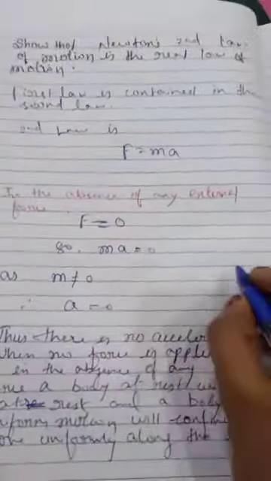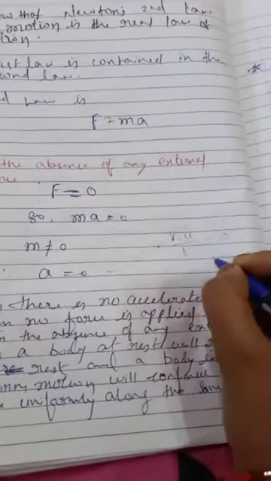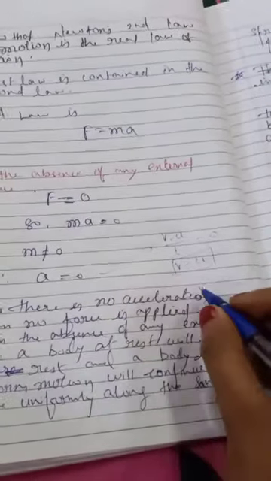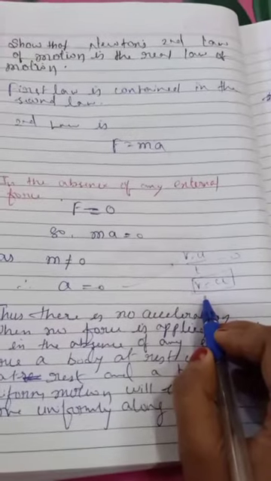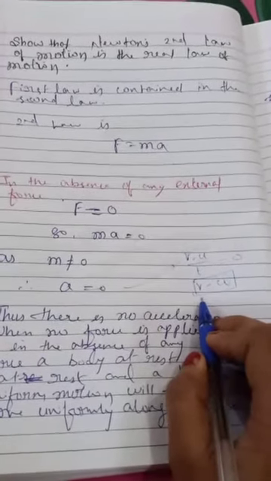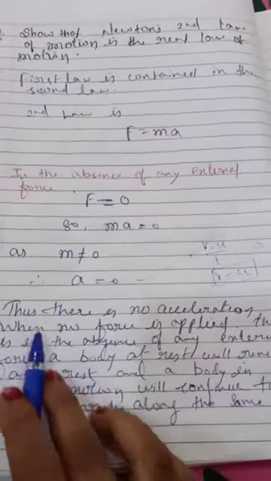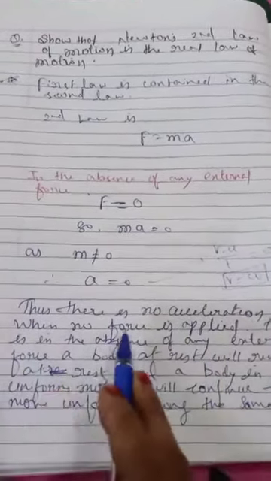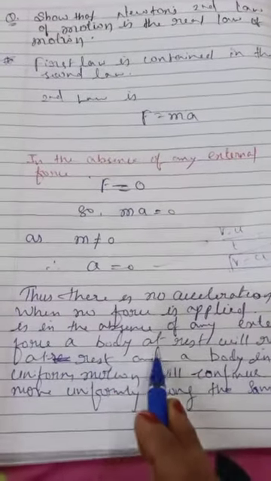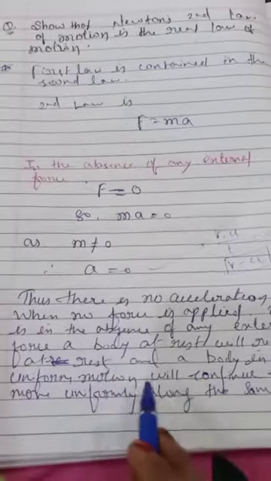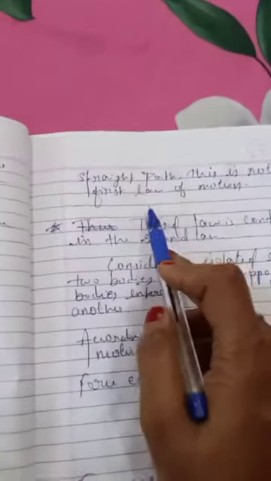So a, in short, we can write a is equal to (v minus u) upon t is equal to 0. So here we will write v is equal to u. In this case you can see the initial velocity is the final velocity. Until you apply an external force on any object, the speed cannot change, because the effect of force is to change the velocity as well as the speed of the object. Thus there is no acceleration when no force is applied, that is, in the absence of any external force. A body at rest will remain at rest, and a body in uniform motion will continue to move uniformly along the same straight path. This is nothing but the first law of motion.